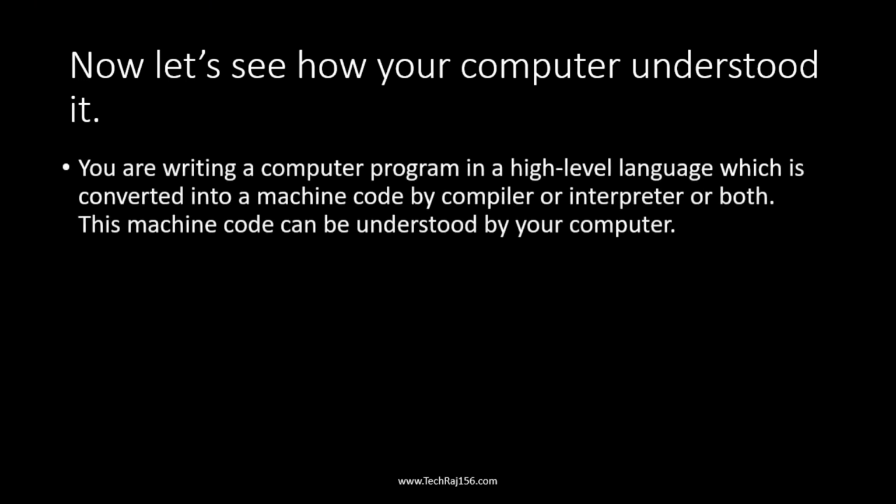All right, so what you're doing is you're writing a computer program in a high level language. In this case, I've written this program or this code in Python, and Python is a high level programming language, and you're writing this set of instructions in a high level language like Python, Java, etc. And this high level language is basically converted into a machine code by the compiler or the interpreter or both, and this machine code is what can be understood by the computer. A computer can only understand the machine code.